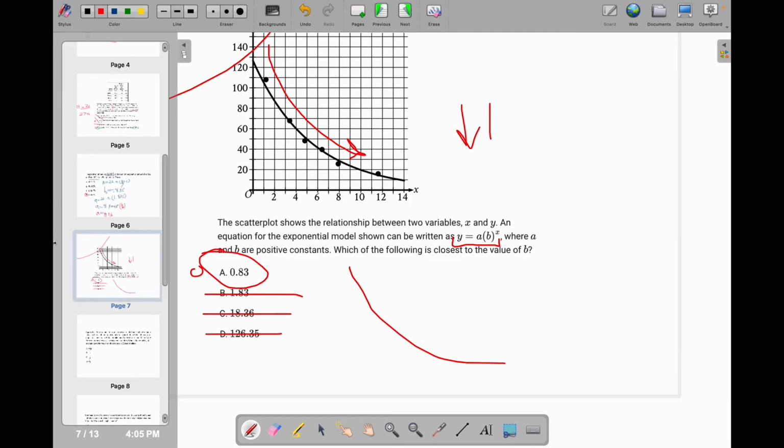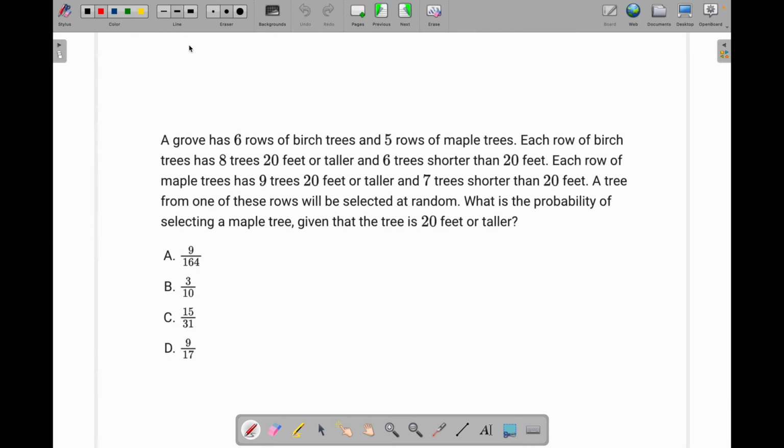All right. This one deals with probability, so I'll give you all a second to read, look over this, and then we can do it. Paused and looked over it. Now let's actually do it.